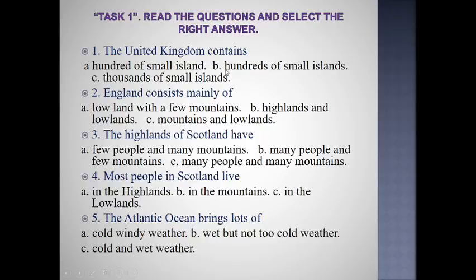The right variant is B. Hundreds of small islands.